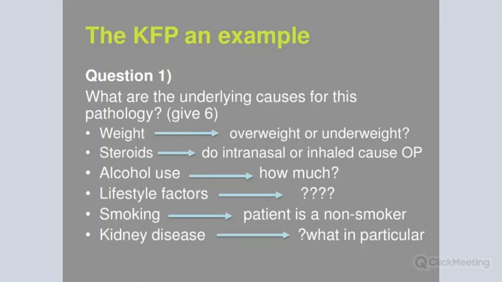Alcohol use, and this was commented in the exam report that lots of people put alcohol use but didn't specify how much. So having a drink a couple of times a week doesn't increase your risk of osteoporosis. And I don't know the exact dose that does, but you could say, drinking above the safe limit of 2 standard drinks a day on more than 5 days a week could put you at risk of osteoporosis.